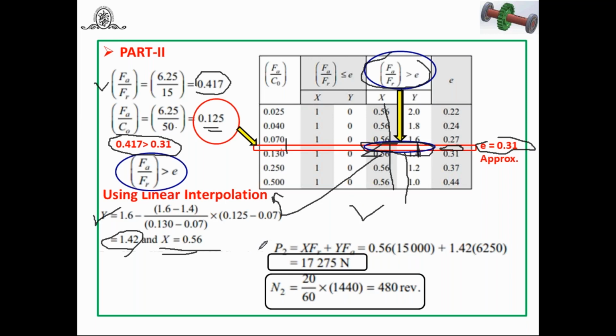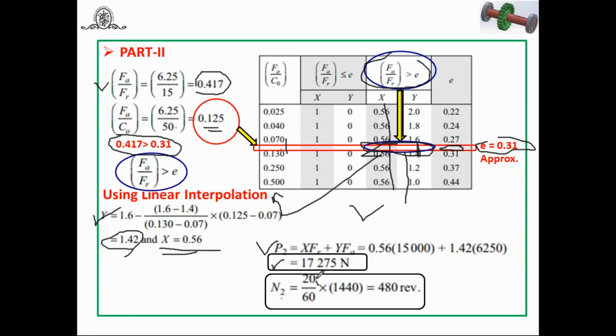So once you have this X and Y, P2 is equal to X FR plus Y FA. In this case, it is not mentioned whether the inner race rotates or the outer race rotates. You can assume the inner race rotates. That's why V is equal to 1. Load correction factor, or load factor, is not given. That's why there is no need to multiply P by a load factor. So just assuming 1, you will get P2 equal to this value.